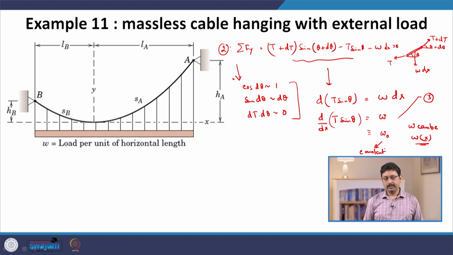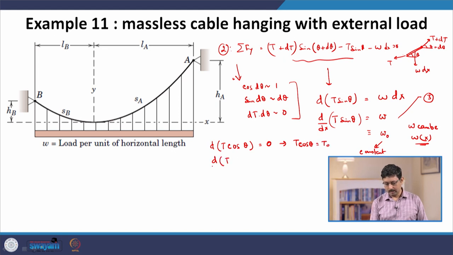Now, the other thing is that in this problem, we have derived two equations. From the force balance condition, we get one equation that this is 0, from which we get that the horizontal component of the tension force is constant. And we get another equation which is about the vertical component of the tension force, which is equal to W naught. But in this case there are three unknowns.